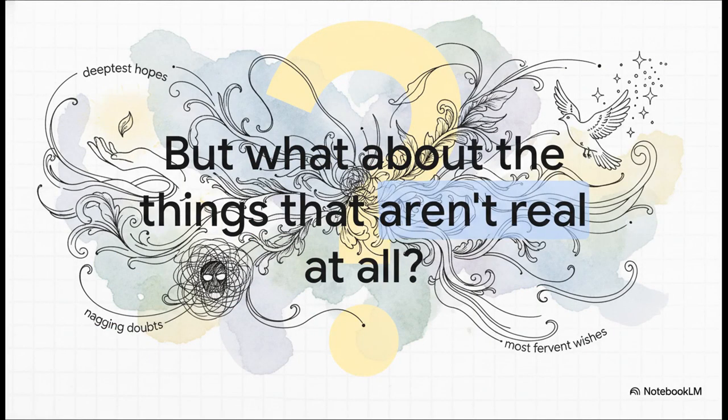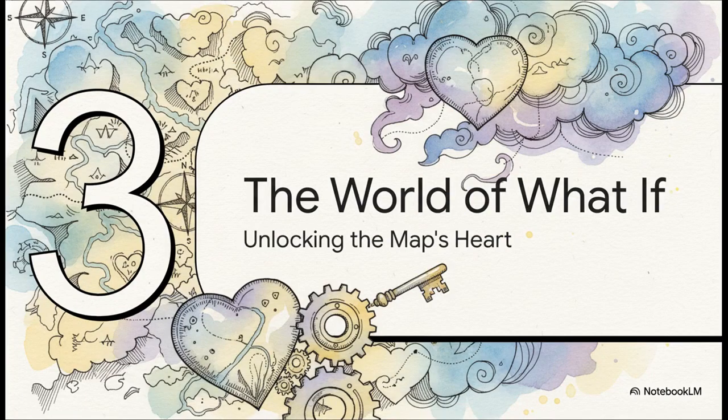But hold on a second. We've mapped the real, the remembered, and the possible. But what about the things that don't exist anywhere on that map? The things that live only inside of us? Our deepest hopes, those nagging doubts, our most fervent wishes. Where do they go? This is where we find a hidden part of our map. A whole new dimension, really. It's not about what is, it's all about what we feel. We're about to unlock the map of the human heart.